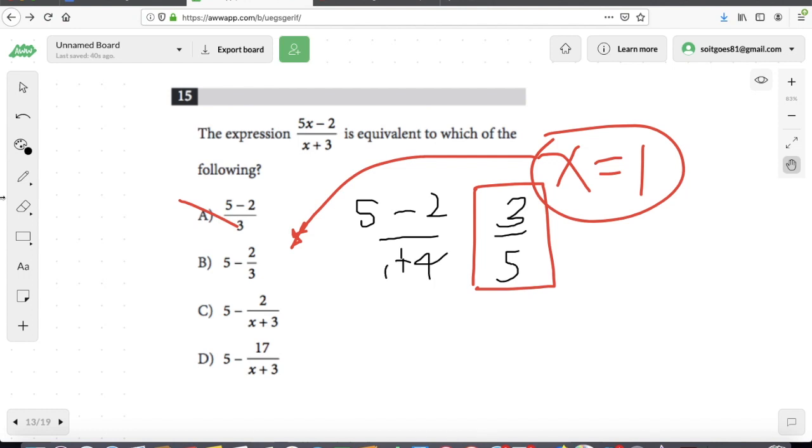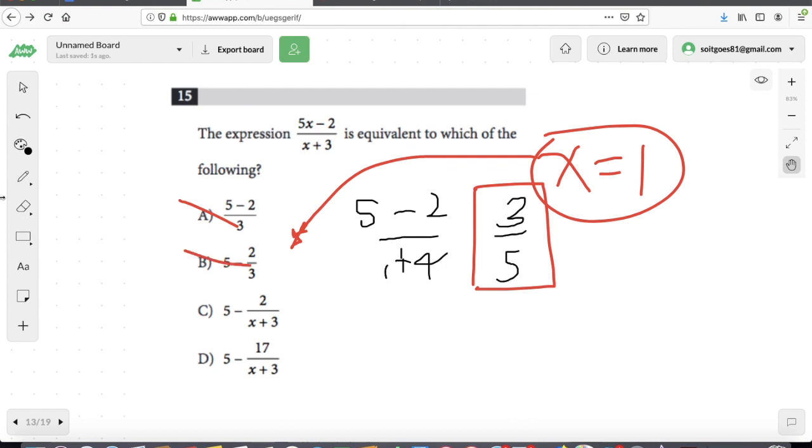When you're testing an answer choice, just look at it: is that going to give me 3/5? No. I've got 5, and I'm subtracting something less than 1 from 5. Even if you don't know how to add or subtract fractions, you can look at that and see it's got to be bigger than 4, or whatever that is. So just get rid of it. Don't even worry about the calculation.